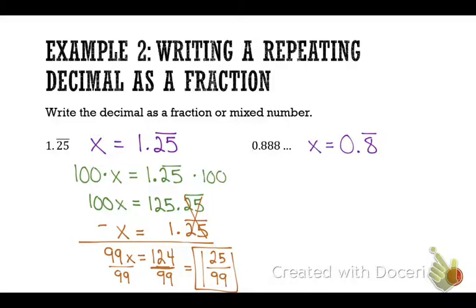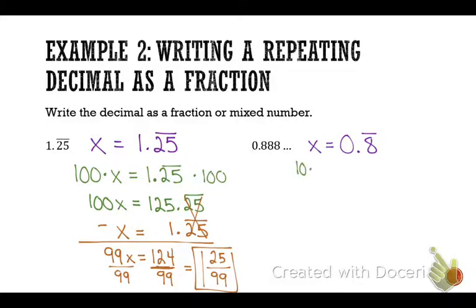0.8 repeating. Now I need to figure out, what would I multiply this equation by? What would I multiply it by? 10. How did you know 10? Because, hold on, it doesn't have anything to do with the tens place. How many repeating digits are there? 1. Because there's 1 repeating digit, I'm going to multiply both sides by 10.